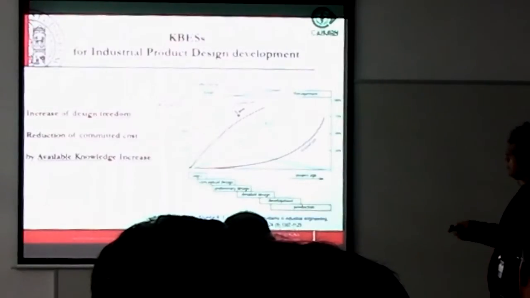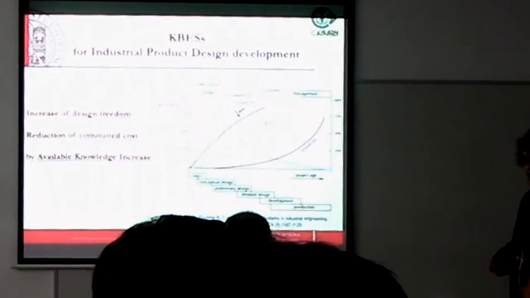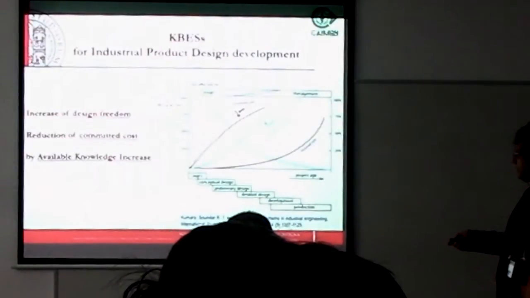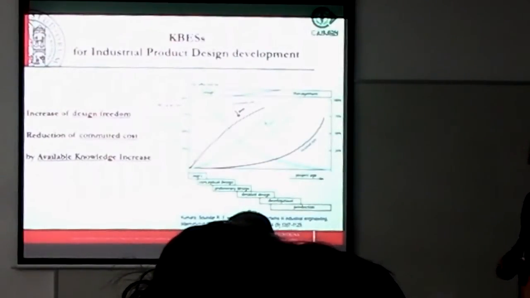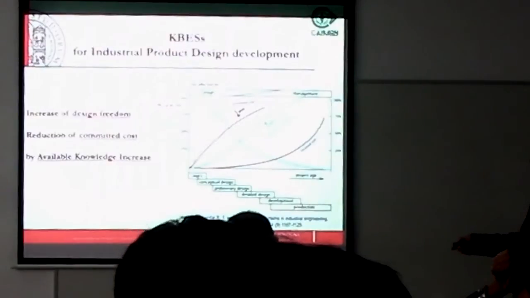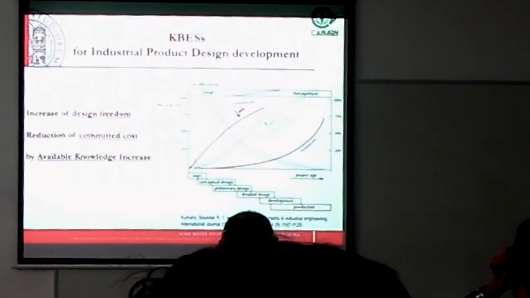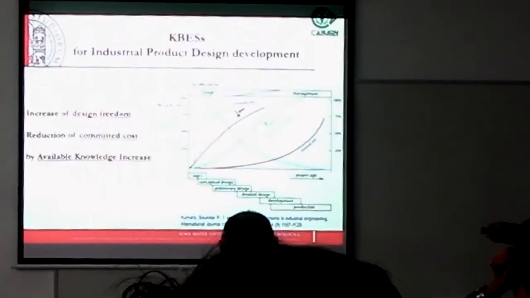In this case, it's possible to reduce the committed cost, but if you look at the incurred cost, the line is the same. It means that possible modification of the product in this stage, particularly when you are close to the production, is really heavy in terms of cost. You cannot modify a project when you are already in this stage because the costs are very high. And the important thing is that knowledge must be available in the preliminary part of the process.